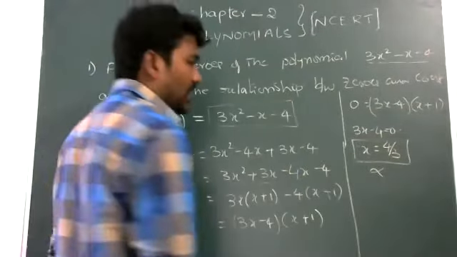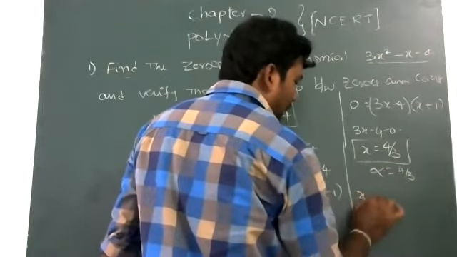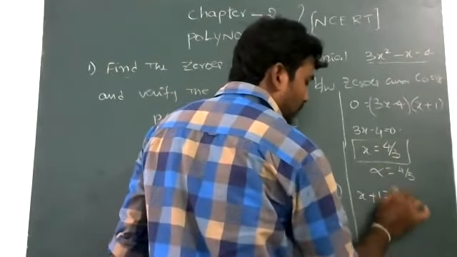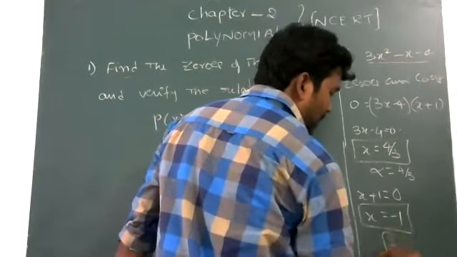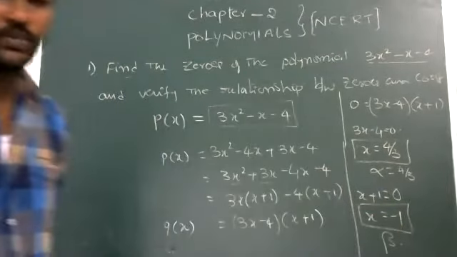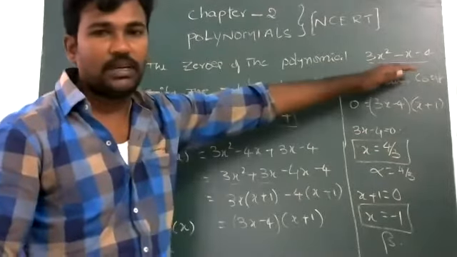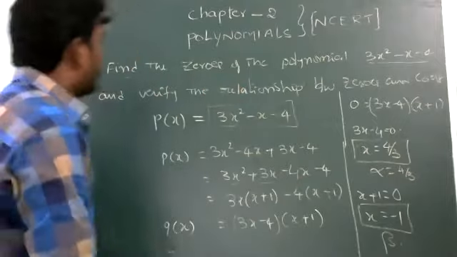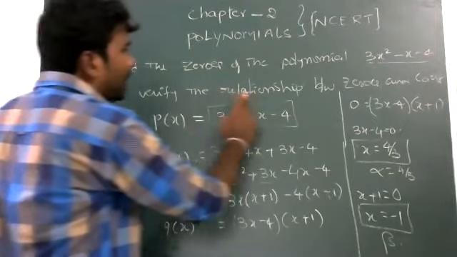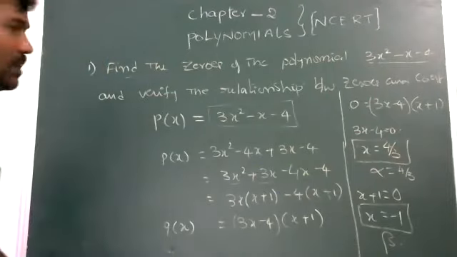You can assume x equals alpha equals 4 by 3. And similarly, x plus 1 equals 0, x equals minus 1. This one is beta. Beta equals minus 1. Now the zeros are completed. Up to this part of our question is completed. Now we need to do the remaining part of the question: verify the relationship between zeros and coefficients.